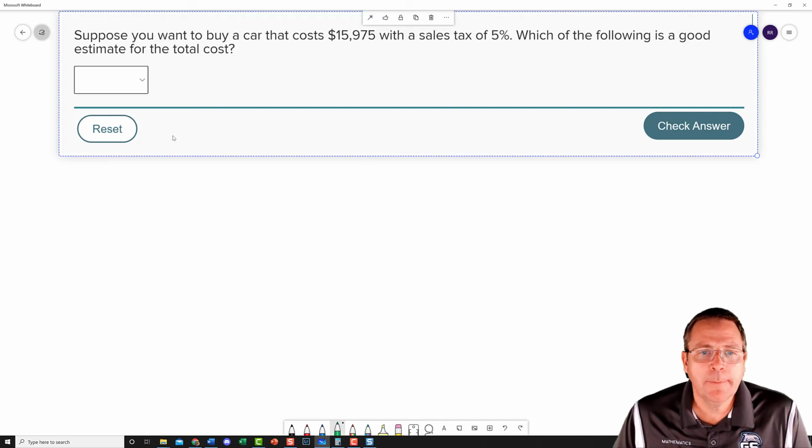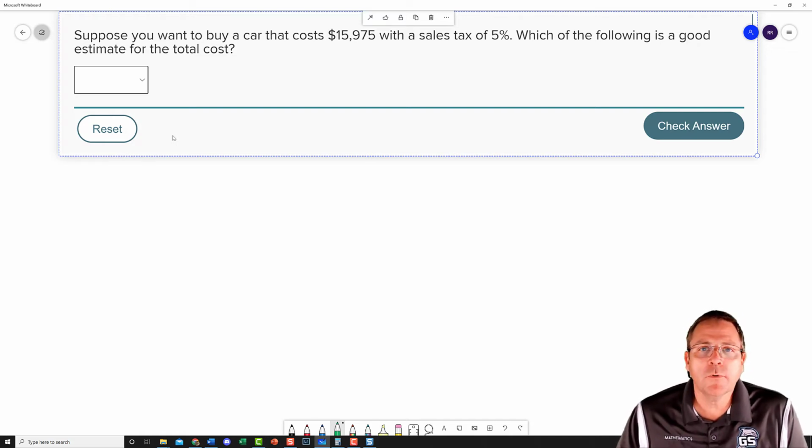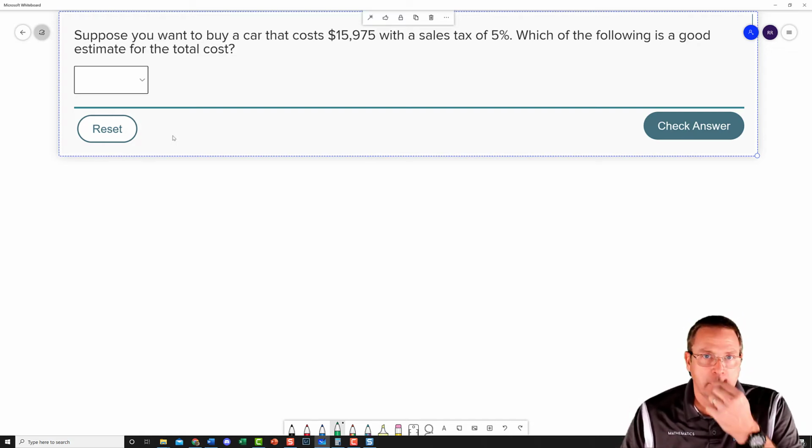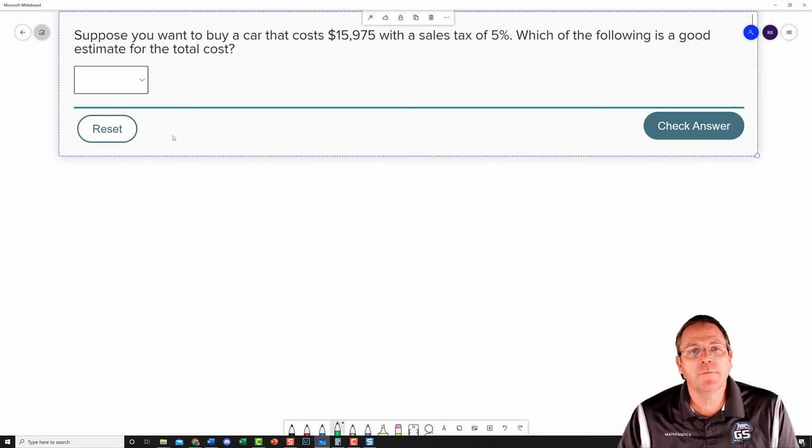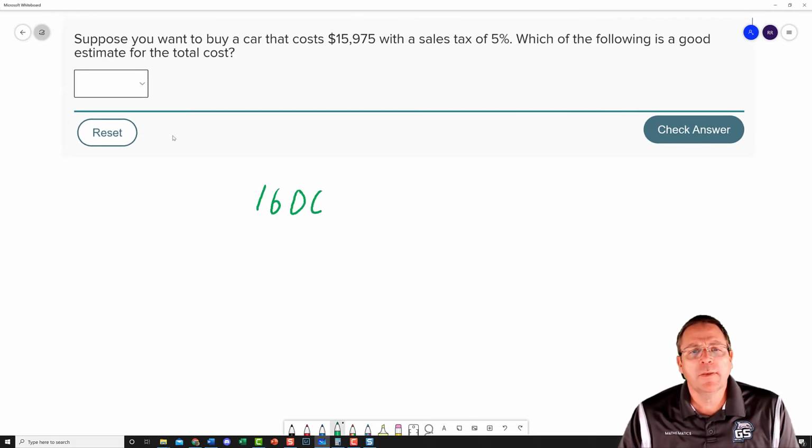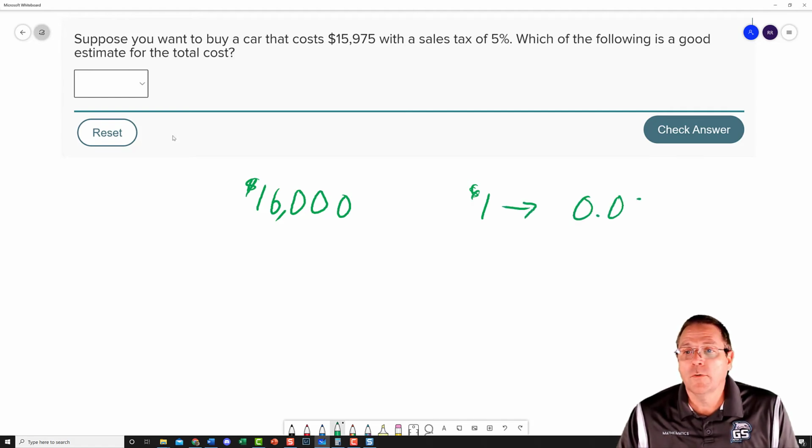So to estimate it, what am I going to do? I'm going to start off by changing that $15,975. Let's take that and make that $16,000. I mean, that's pretty dang close, don't you think? And we are at a 5% sales tax rate. 5% means that for every $1 I spend, I'm going to pay a nickel, 0.05 in taxes. That means, like we said before, every $100 we spend, we're now going to pay $5 in taxes.